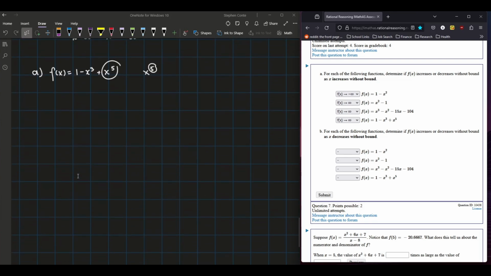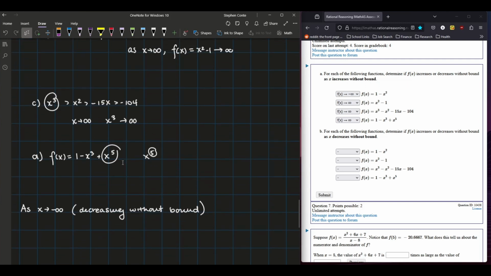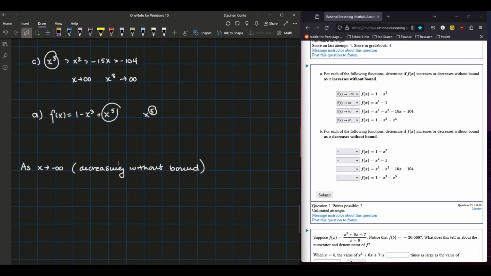Now for part b, we want to know what happens to the function as x decreases without bound. So that means x tending towards negative infinity, decreasing without bound. And you might think, well, isn't it just going to be the opposite of as x increases without bound? And that might be true, but it also might not be true, right? So you have to look. You have to input the values and see what happens. We're using the same functions, so I'm just going to rewrite a, 1 minus x squared. So what happens when I input a large negative number into x?